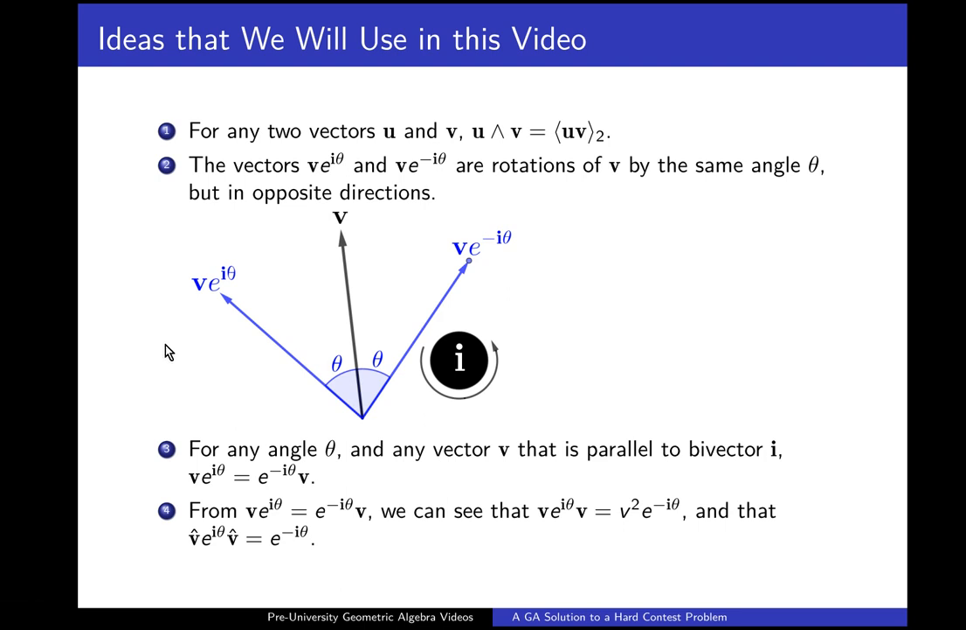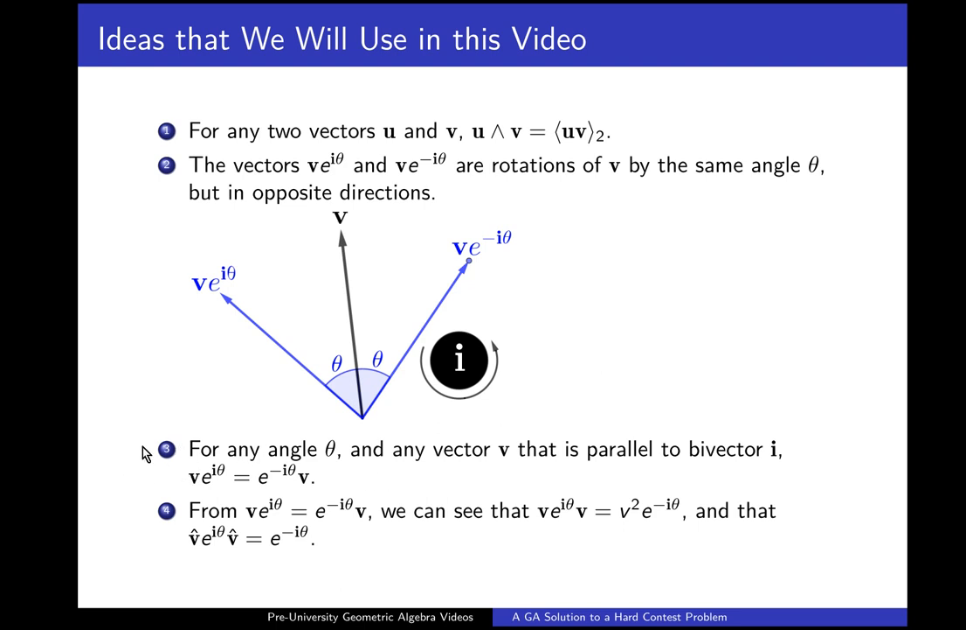So the ideas that we will use in this video: first of all, for any two vectors u and v, their outer product, the wedge product, is equal to the bivector part of their geometric product. The vectors v e^{Iθ} and v e^{-Iθ} are rotations of the same vector v by the same angle but in opposite directions, as you can see here, if we define this as the rotation direction of the unit bivector.